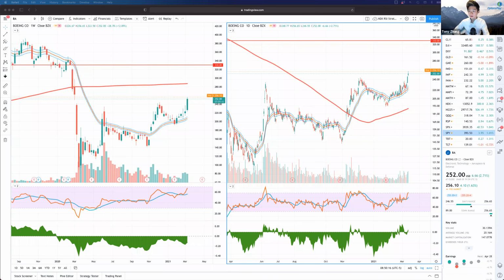So for those reasons, if you're a long-term investor, I do think that this is potentially an entry point for Boeing, but I don't know that you have a lot of upside. I think you're looking at about 285, 290 to the upside.